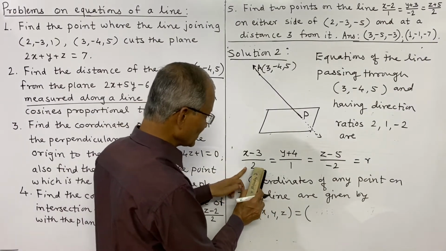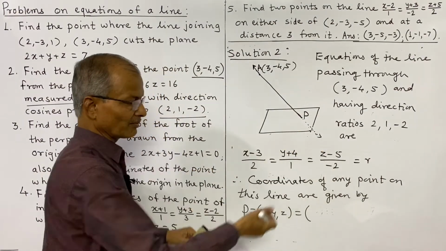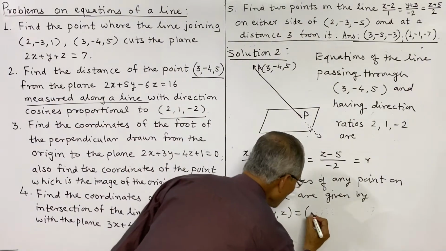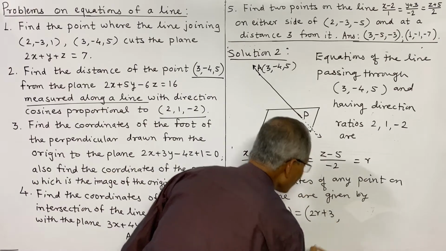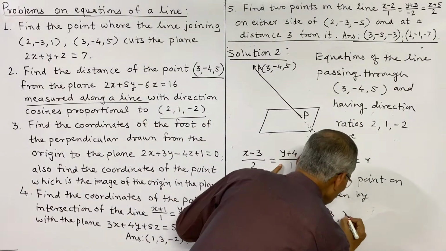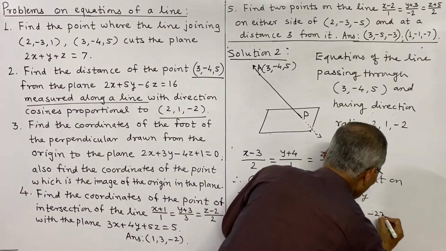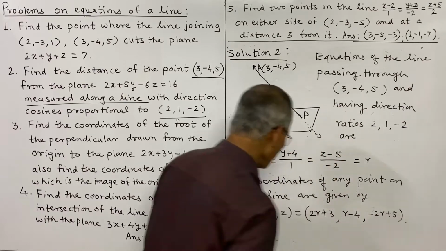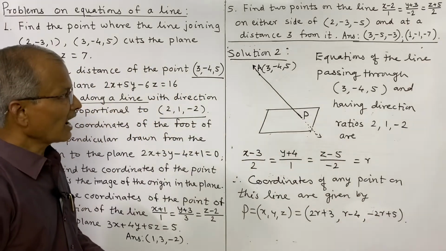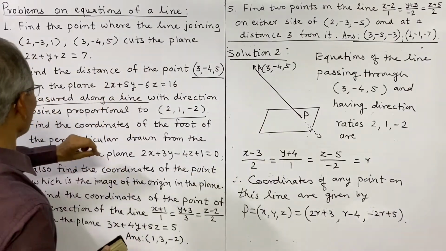So we shift this 2 on that side, that becomes 2R, and shift minus 3, that becomes plus 3. So the x coordinate is 2R plus 3, and the y coordinate is R minus 4. Verify this, and the z coordinate is minus 2R plus 5. So this is the point on the line, and again if this point P is on the plane, what is the equation of the plane?